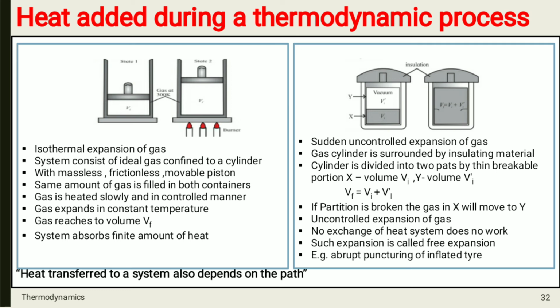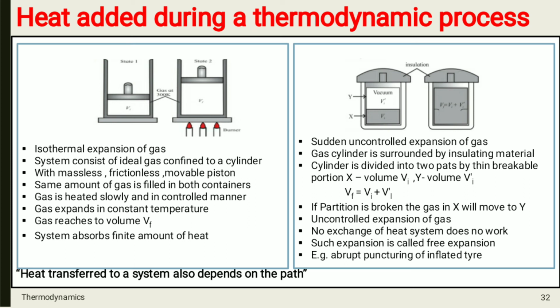The system consists of an ideal gas confined to a cylinder with a massless, frictionless, movable piston. The same amount of gas is filled in both the containers. Both the containers in the figure, first and second, are two boxes. Whatever gas we filled in the first box, we filled the same in the second box and cylinder. The gas is heated slowly in a controlled manner.